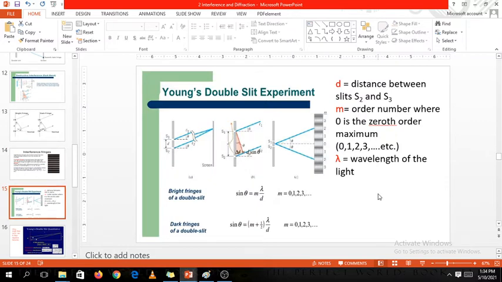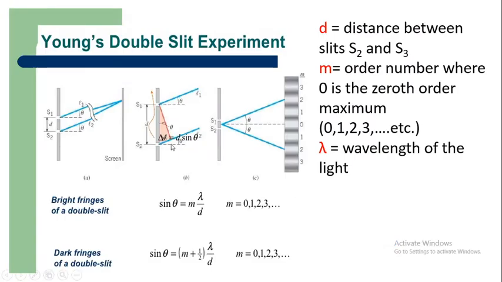So for the formula, let's go directly to it. You have the path difference between the two waves, and to get that, the formula is d sine theta. So for a bright fringe, sine theta equals m, the order number, times your wavelength, divided by d, the distance between two slits. But remember, if you are looking for a dark fringe, you add 1/2 to your m. So that's lambda over d.